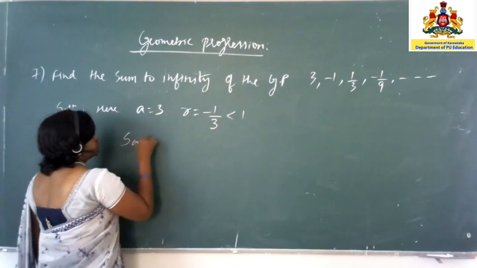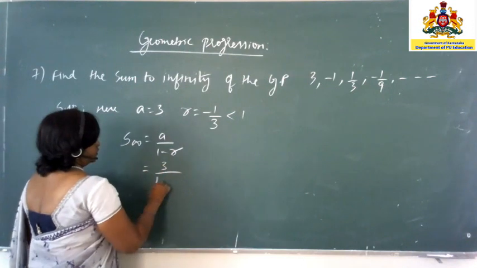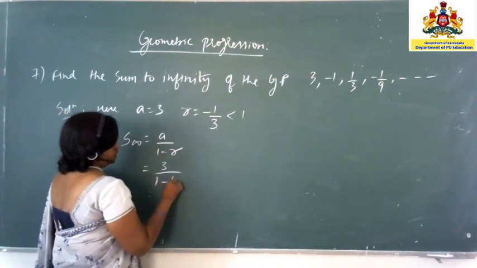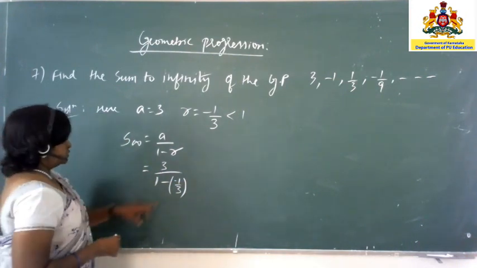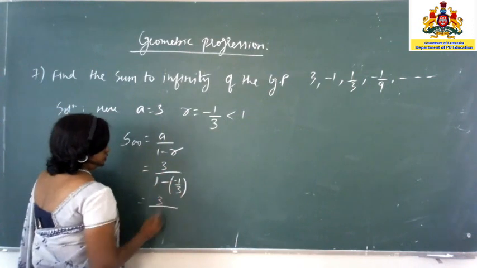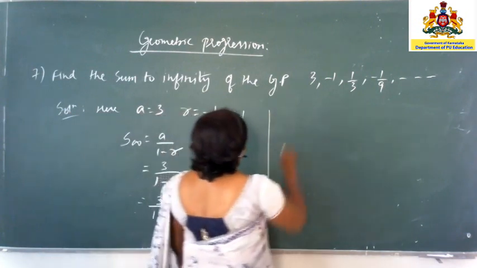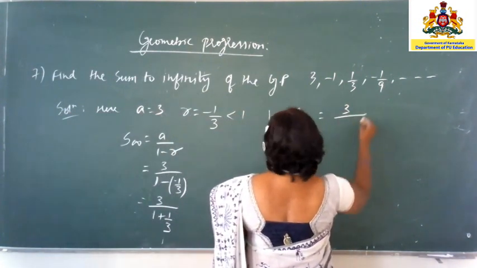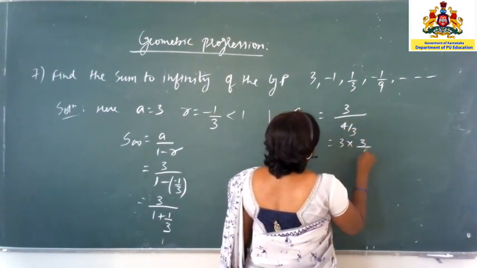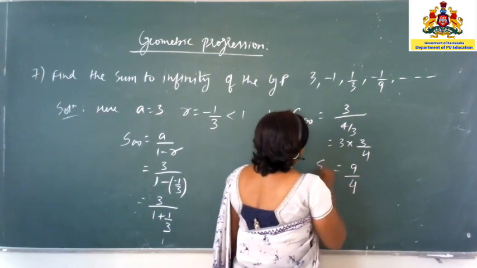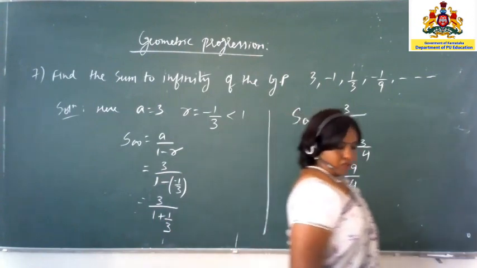So S infinity is equal to a by 1 minus r. a is 3 divided by 1 minus r, where r is minus 1 by 3, so 1 minus of minus 1 by 3. You should be careful while taking the sign and use the brackets wherever necessary. So 3 divided by, this becomes 1 plus 1 by 3. So S infinity is equal to 3 divided by 3 plus 1, 4 by 3. So 3 into 3 by 4, that is equal to 9 by 4. Yes, make a note.